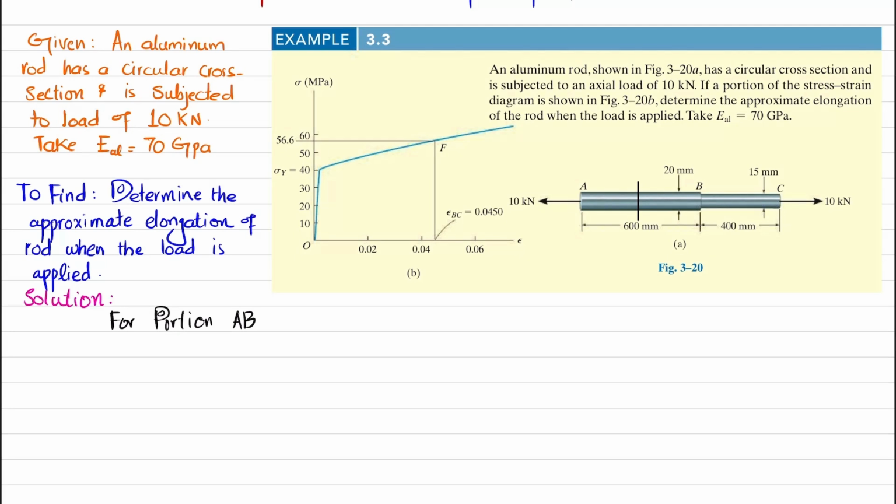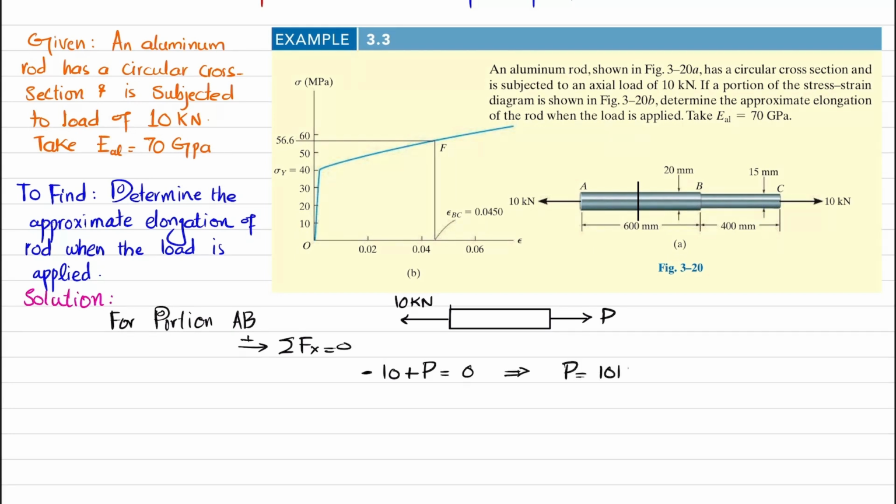For portion AB, if I draw the free body diagram, this is the rod. At this point we have a 10 kilonewton load. Clear? So here what will be the load? Let this load be P. By using the equation of equilibrium, the sum of all forces along the x direction must be equal to 0, and force toward the right is taken as positive. So minus 10 kilonewton plus P is equal to 0. From here you will find that P will be equal to 10 kilonewton.